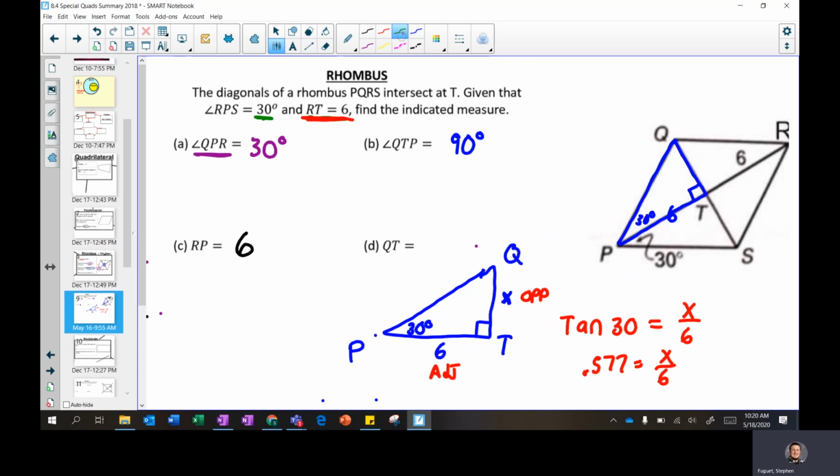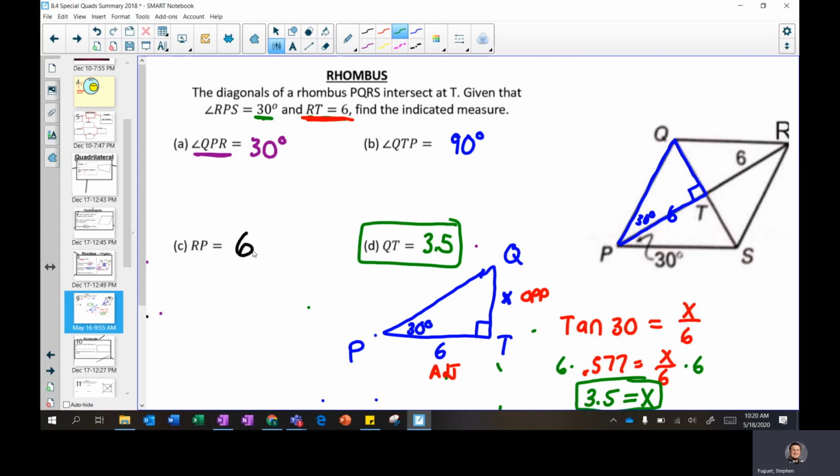And then the last step I need to do is get x by itself. So we're going to multiply both sides by that denominator. And when I do that, we're going to get a value of, and I'm a little bit out of space here, but x equals 3.5. And that's going to be the measurement for QT here, 3.5, and we're finished.